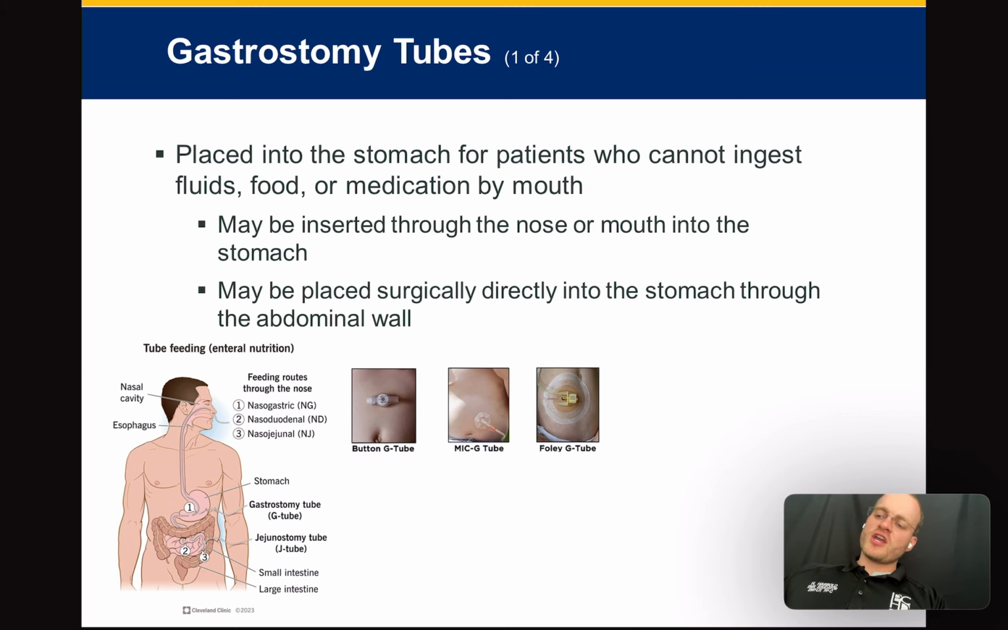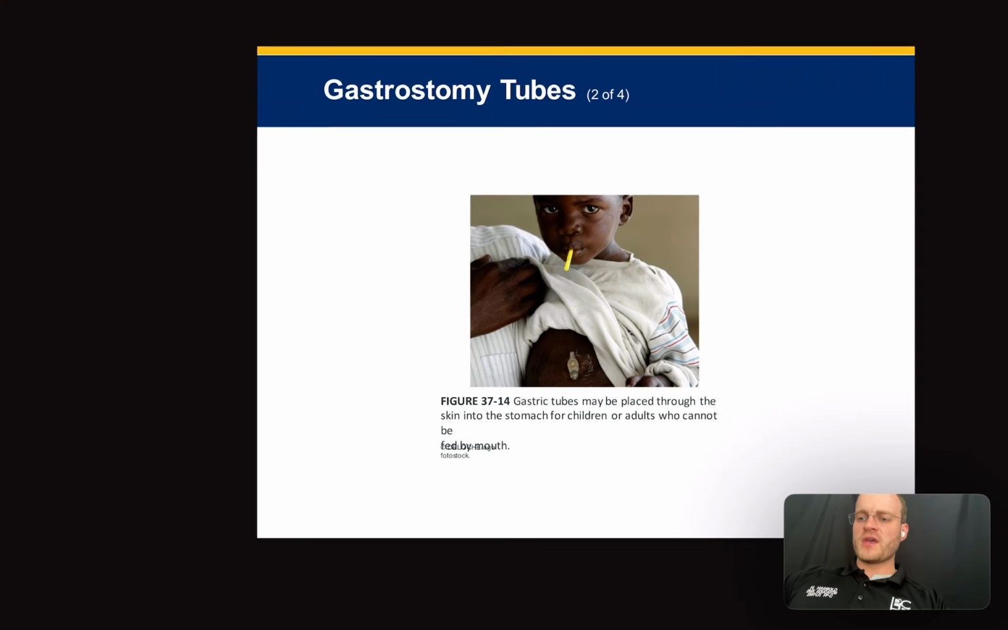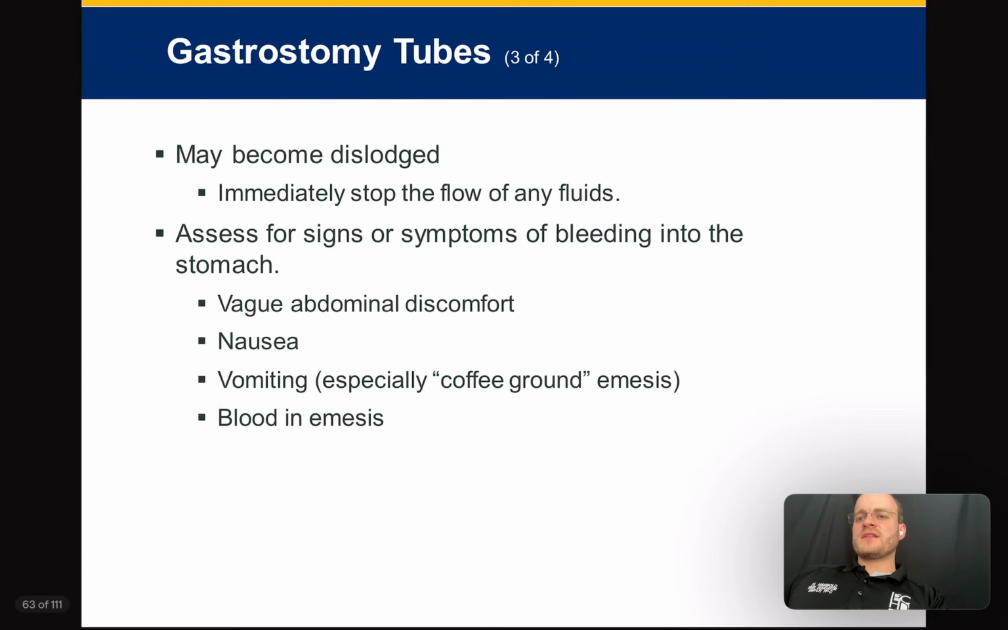That's a gastrostomy tube. It goes straight through the abdominal wall into the stomach, okay? And so they're showing you a kid right here with one. Now, the tube can become dislodged. And so if that happens, if they're receiving their meals or fluid, you need to stop immediately giving that, because it's just going to leak out, or it's leaking into the abdomen. That's also a small possibility.